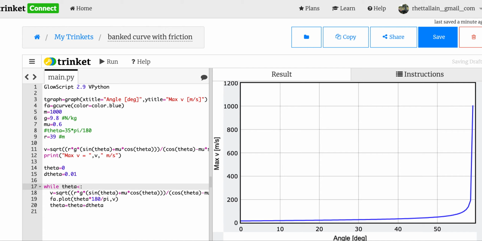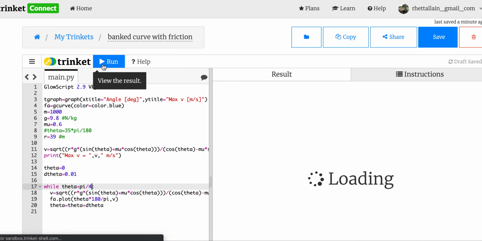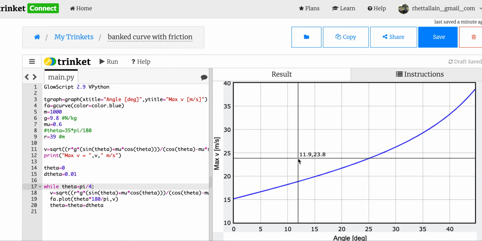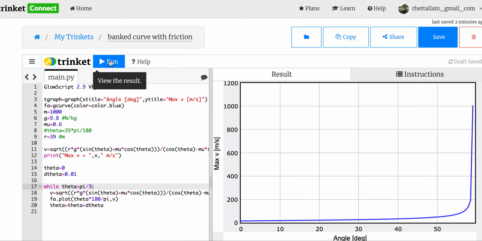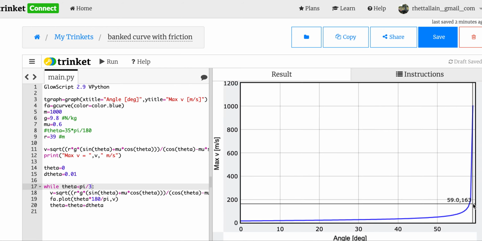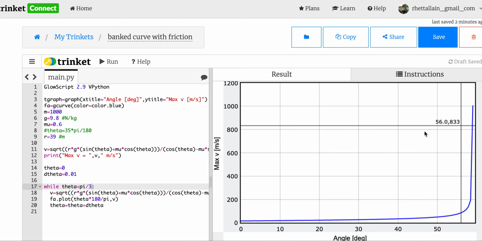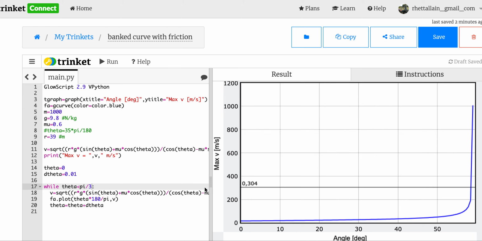Let's say pi over 2. So pi, let's say pi divided by 4. Let's do it that way. Okay, so that is right. So pi divided by 3. It blows up again. Okay, let's keep this at something reasonable, like 45 degrees.